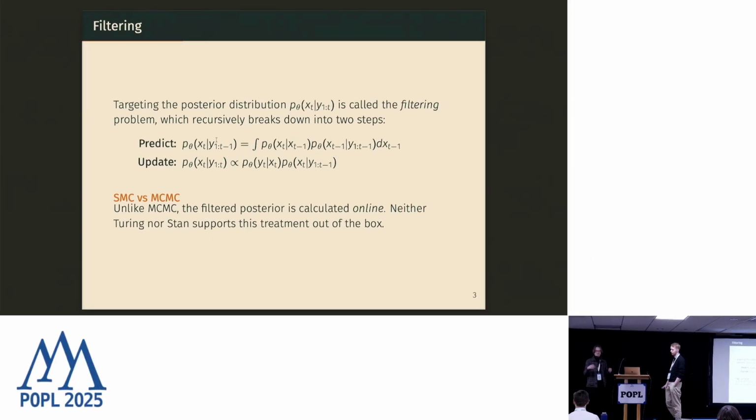Online, by the way, just means it has a constant computational complexity at every time step of the state space model. And so this isn't something that you can do out of the box in Stan or Turing. This is essentially why we wanted to define this module.